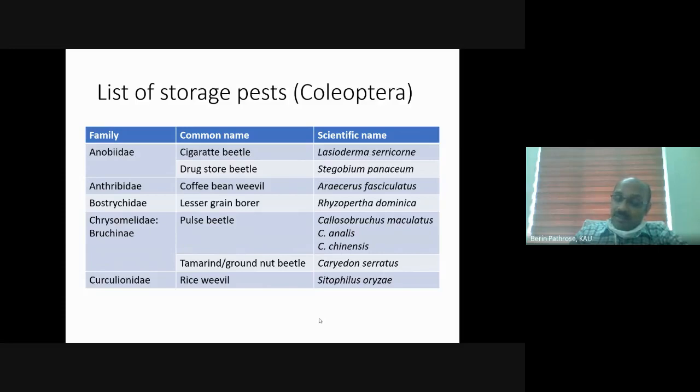Then another major pest all over our country is rice weevil. As it is a weevil, the family is pretty well known to you, Curculionidae. The scientific name is Sitophilus oryzae.